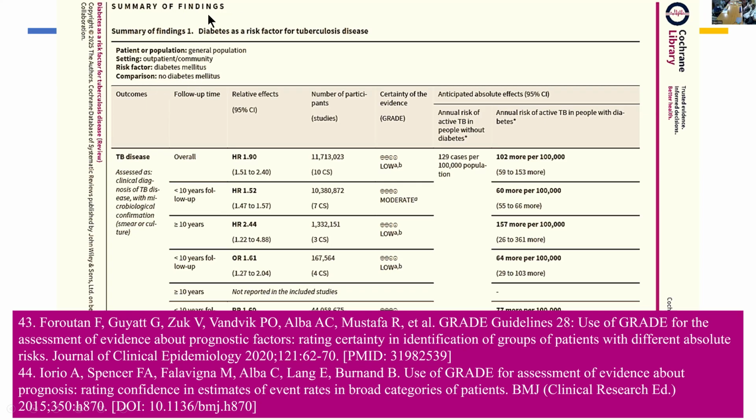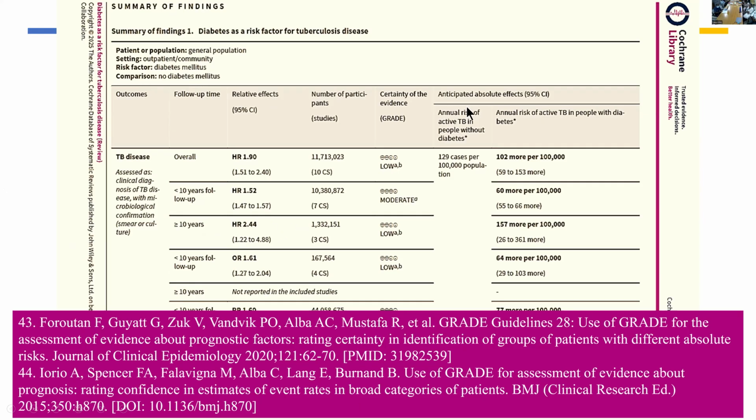The comparison is no diabetes, and you can look at the overall 10-year risk. The outcome is TB, with follow-up of less than 10 years and more than 10 years. Let's look at less than 10 years follow-up. The hazard ratio for getting TB is 1.52, with the confidence interval. If you follow up more than 10 years, the hazard ratio is 2.44.